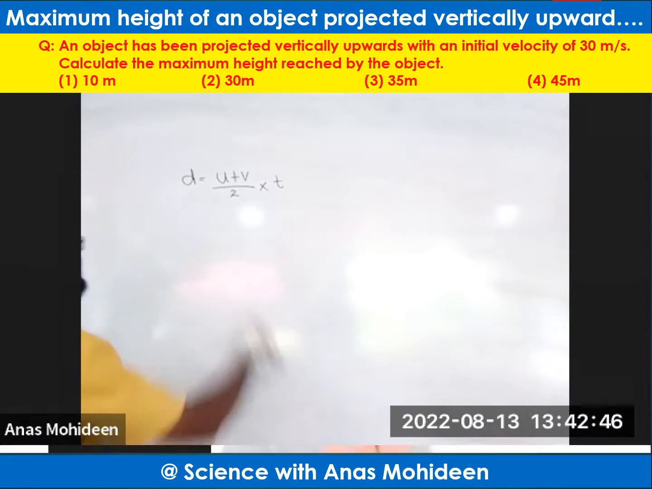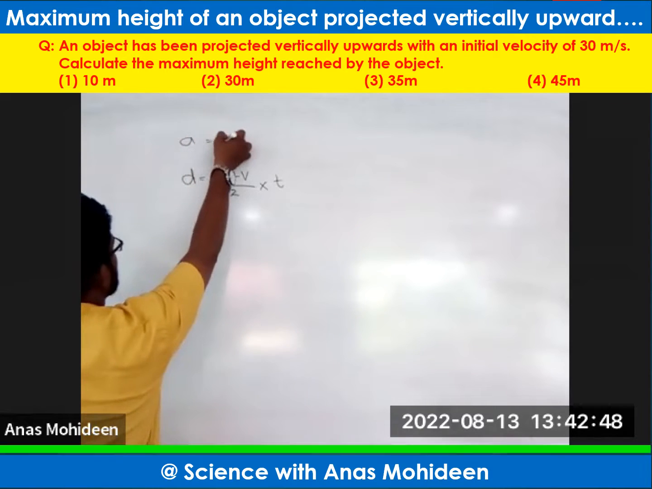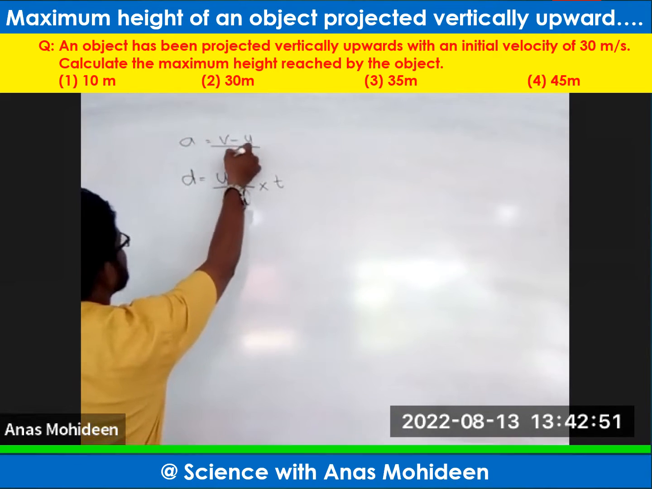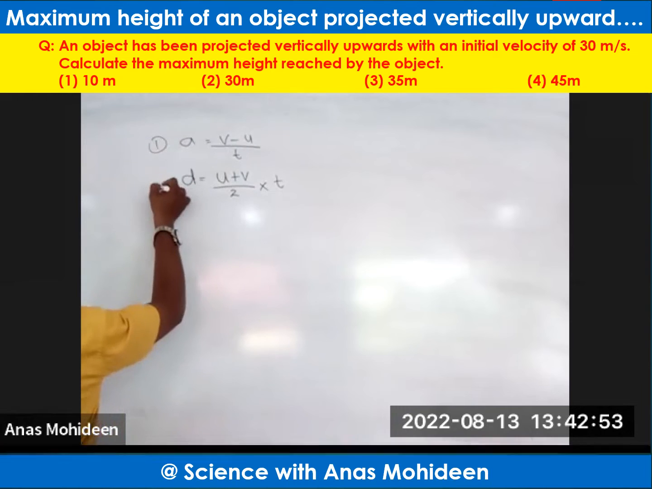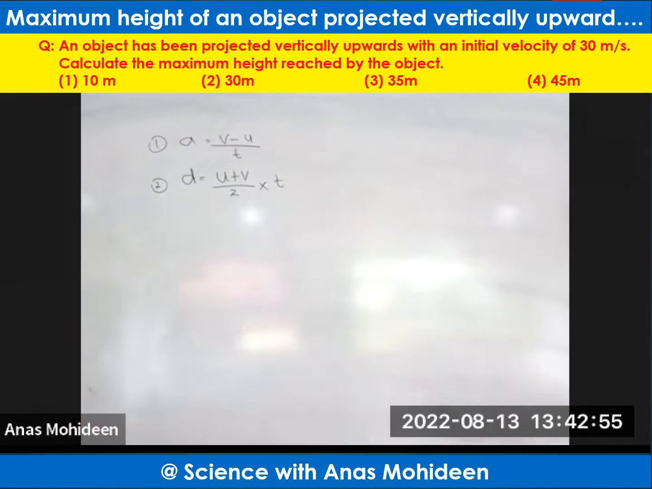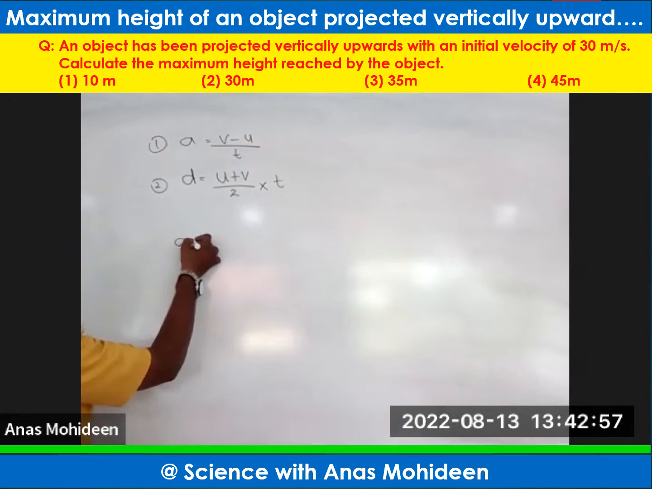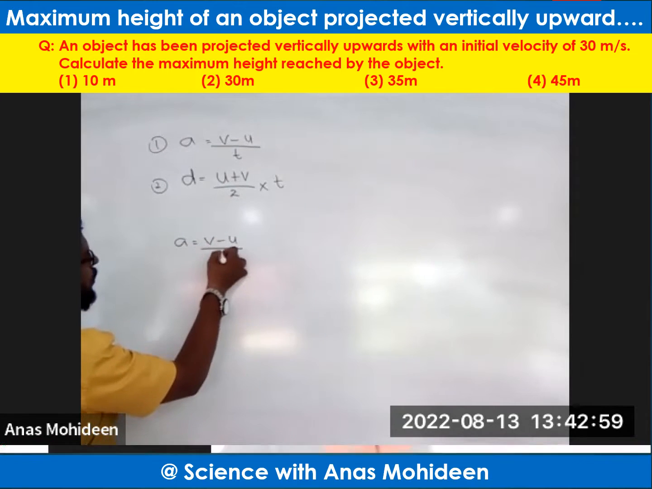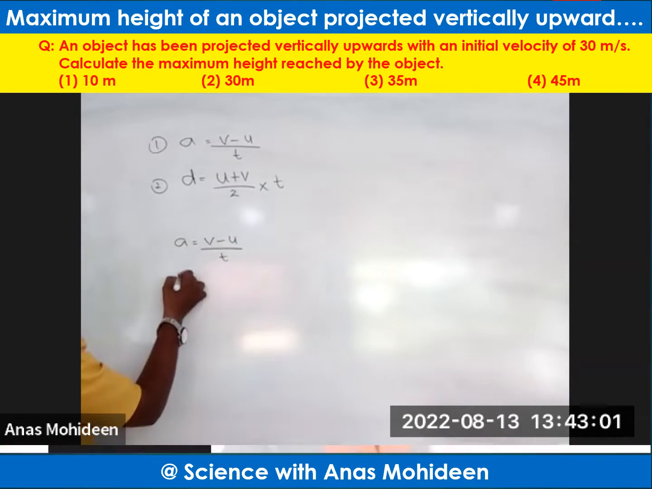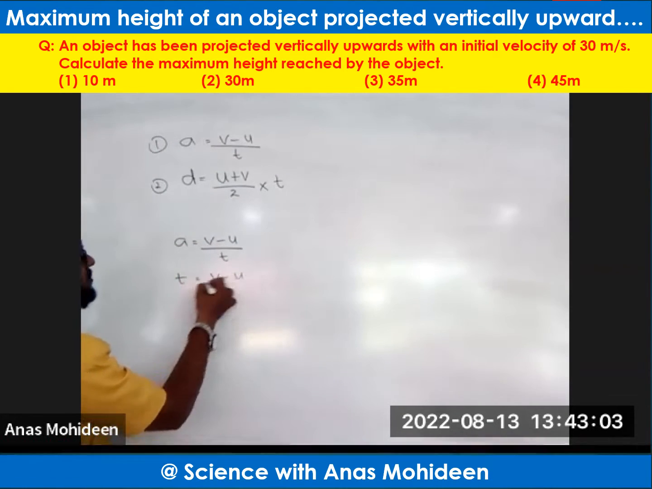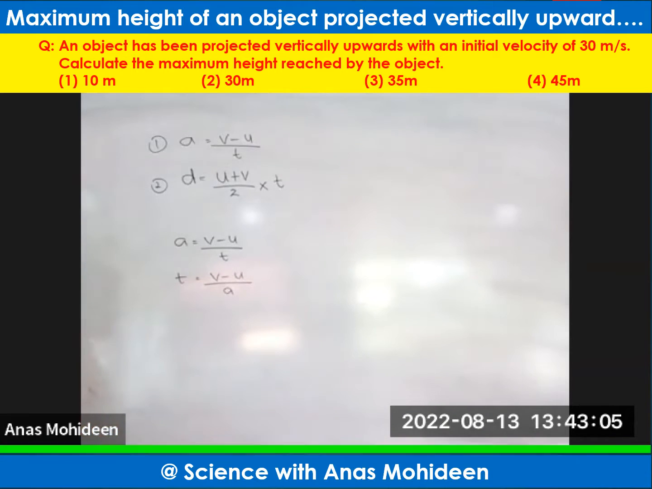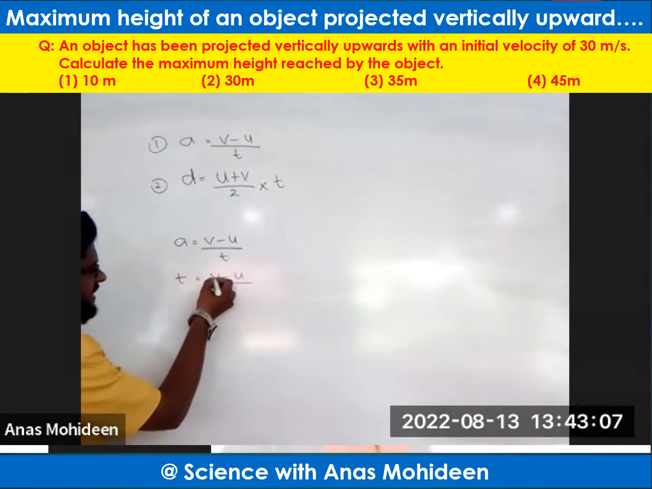How do I find out the time? Acceleration is equal to (v - u)/t. So these are the two equations I'm going to use. Let me take the first equation: a = (v - u)/t. I have to rearrange for t: t = (v - u)/a. Correct? Right.